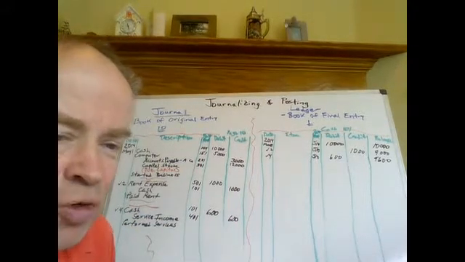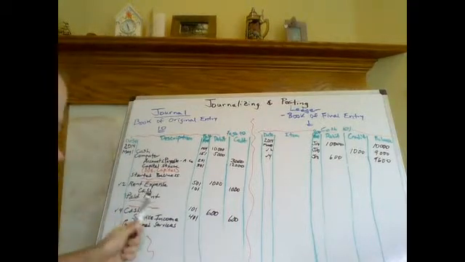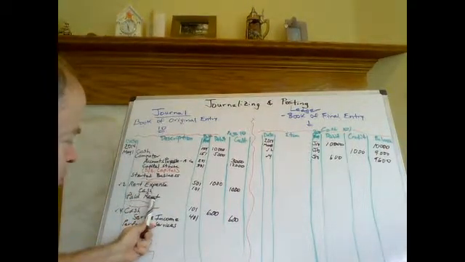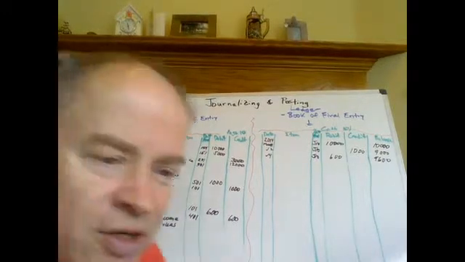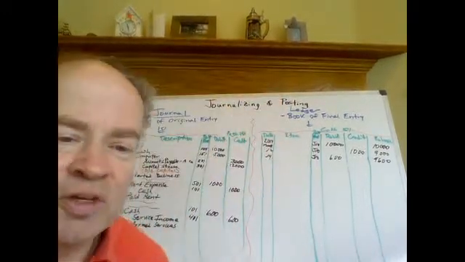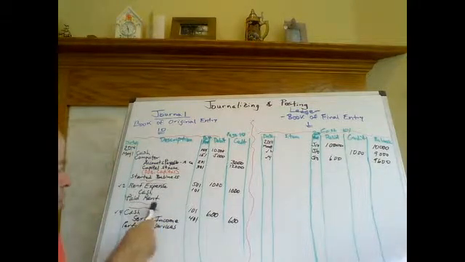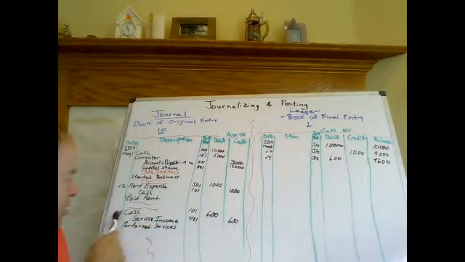Now we could, if we wanted to, and some people do, put the explanation indented from the credit. So that is a possibility you may see in some textbooks. When we're done with that entry, skip a line again.